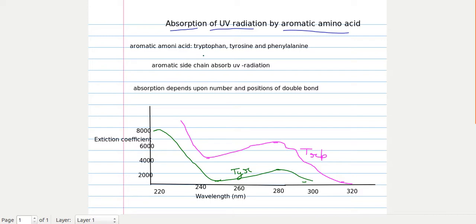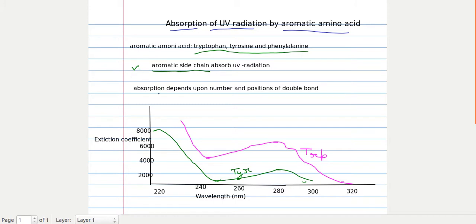Aromatic amino acids absorb radiation because in the aromatic amino acids the side chain contains the aromatic ring or benzene ring or alternate double bond ring. So which amino acids absorb? These are tryptophan, tyrosine and phenylalanine. These three amino acids absorb UV radiation because of their aromatic side chain.